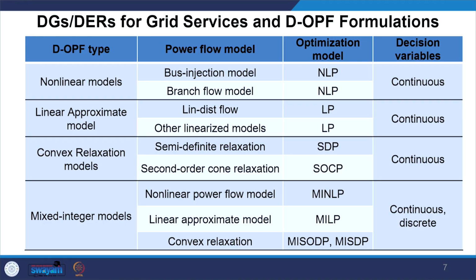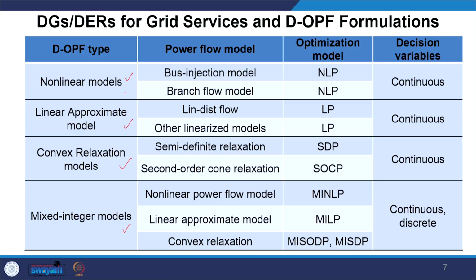Now, let us look into this table, which is quite interesting, which talks about different distributed OPFs like nonlinear model, linear approximation, convex relaxation and mixed integer models. And OPF does use power flow inbuilt within it, because you cannot carry out an optimal power flow without calling power flow again and again. So, power flow is a one-shot solution, and you have to have multiple power flow solutions to obtain an optimal power flow solution. Now, for power flow we can use, for example, nonlinear models, we can use the bus injection model or branch flow models.